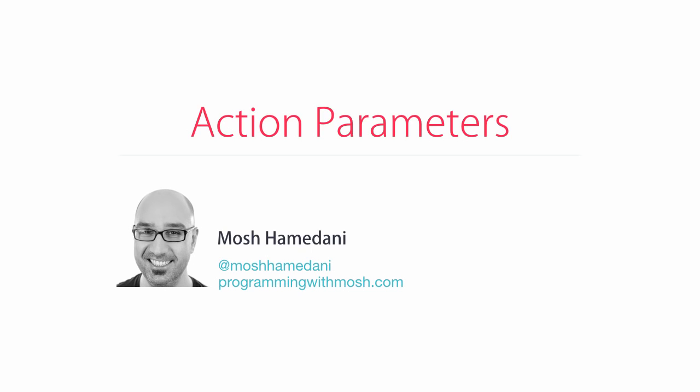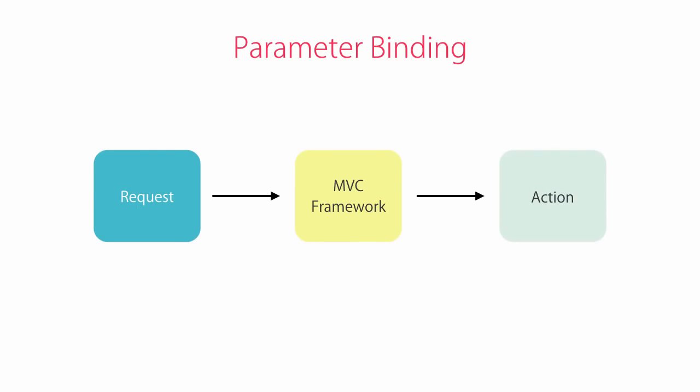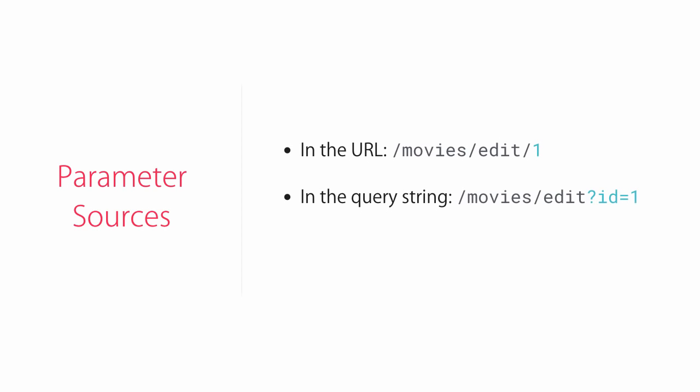In the last lecture, we looked at action results, which are the output of our actions. Now, let's take a look at action parameters, which are the inputs to our actions. When a request comes into the application, ASP.NET MVC automatically maps request data to parameter values for action methods. So if an action method takes a parameter, the MVC framework looks for a parameter with the same name in the request data. If a parameter with that name exists, the framework will automatically pass the value of that parameter to the target action. This parameter value can be embedded in the URL, it can be in the query string, or in the data posted using a form.